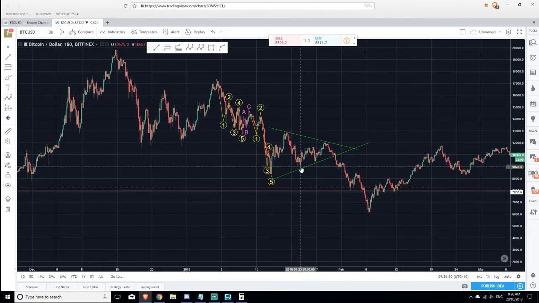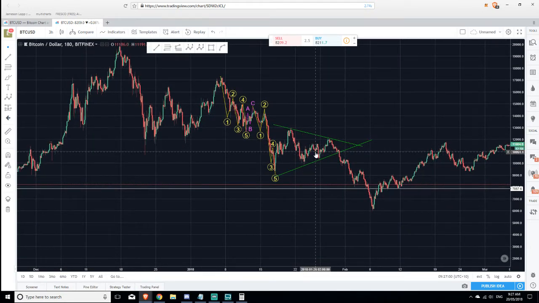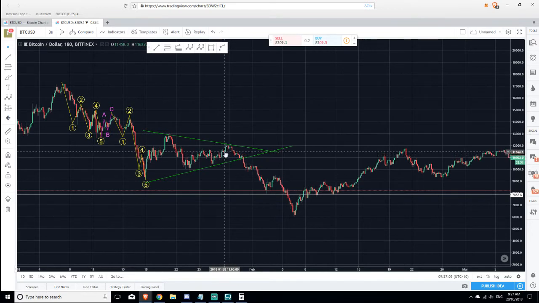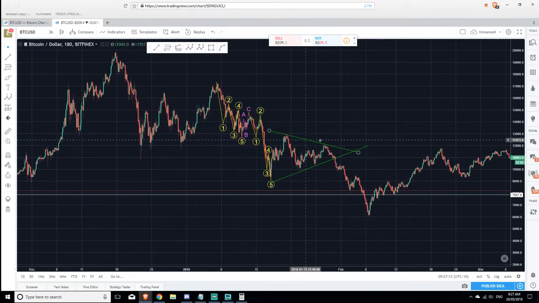A, B, C. Complicated A, B, C. Sort of through it. Yeah, A, B, C. 3 waves down. A, B, C. And then A, B, all of this is a C. So A, B, C, after which we broke down.